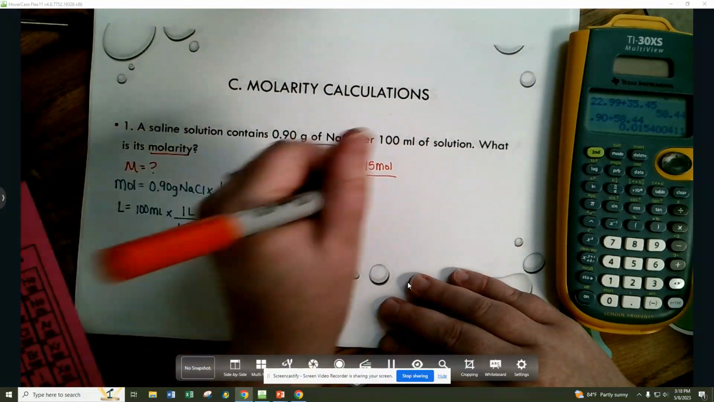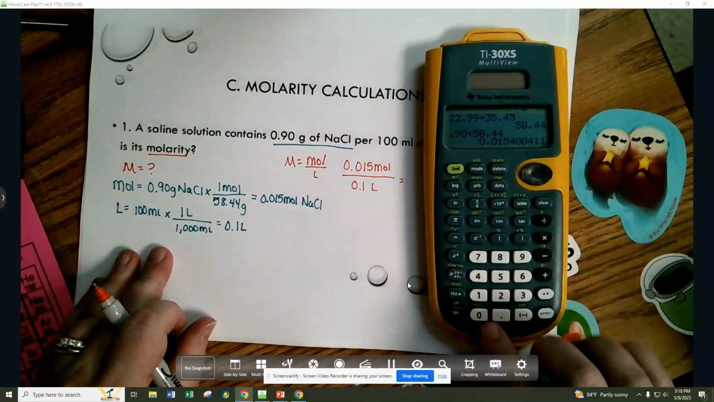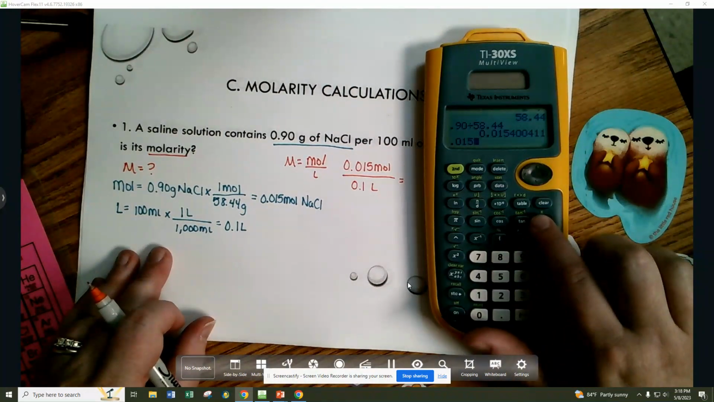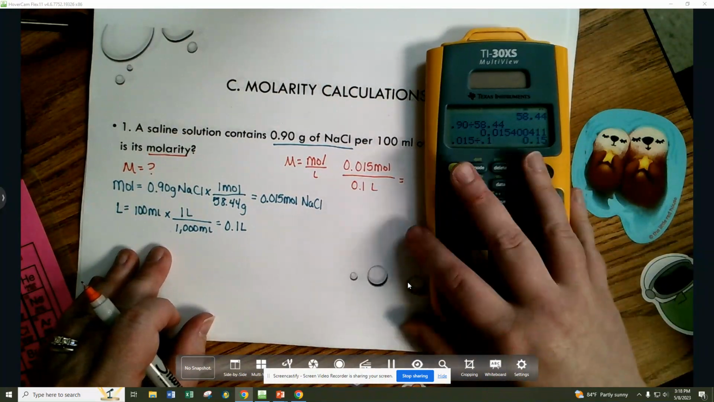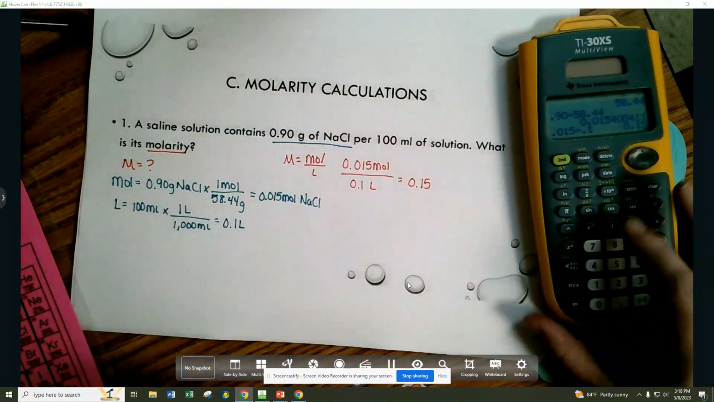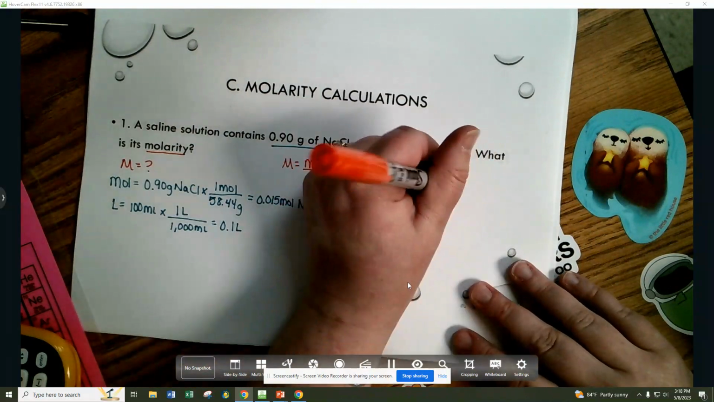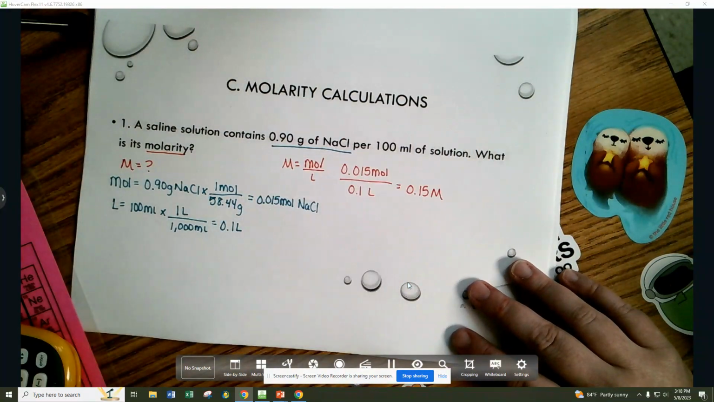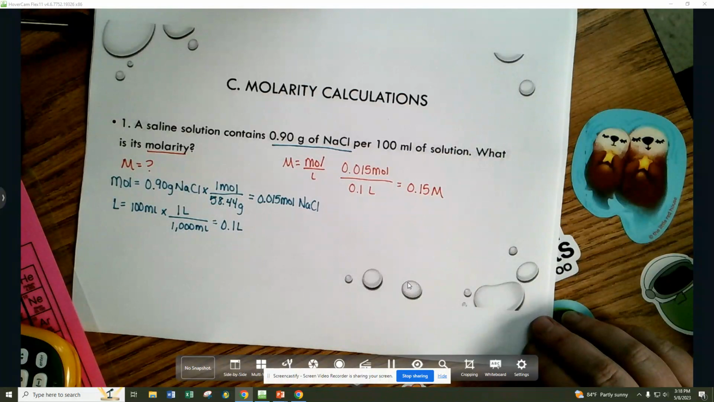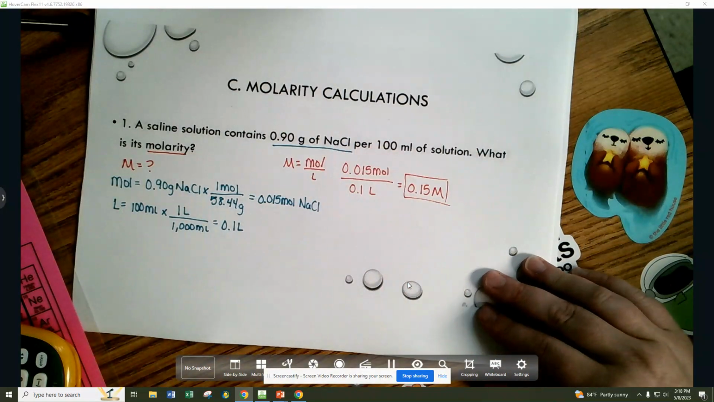And my amount is 0.1 liters. So 0.015 divided by 0.1 should be 0.15. Yep. So we get 0.15. The unit here, nothing's canceling, which we can say moles per liter, but we label it as an uppercase M for molarity. So this is a 0.15 molar solution, and that's the basics to the molarity equation.